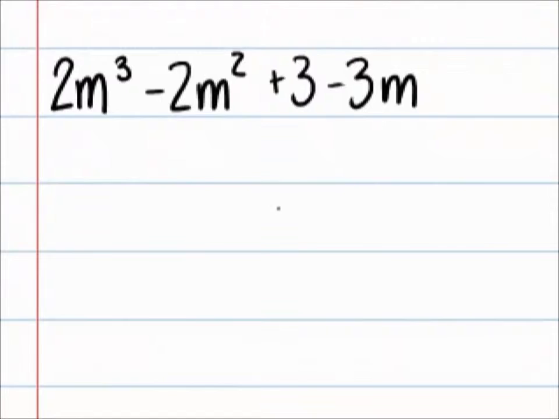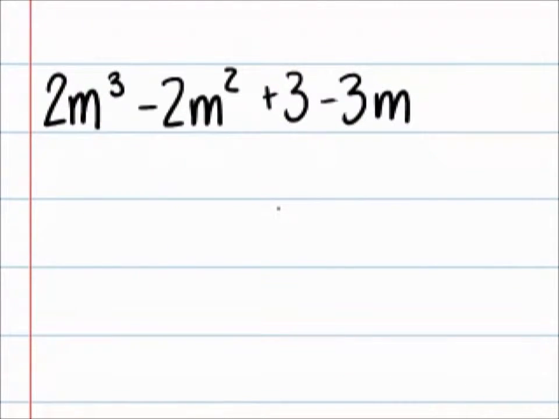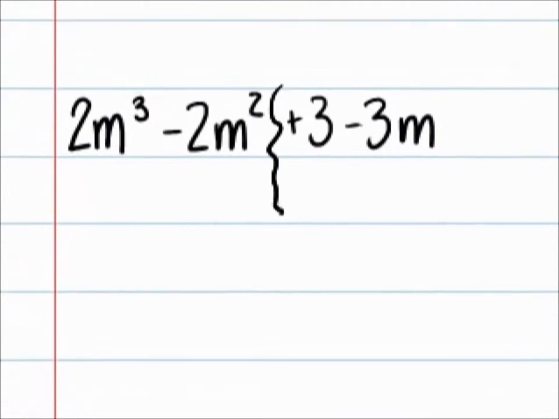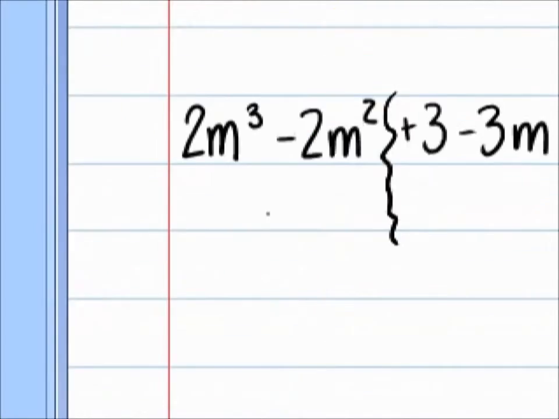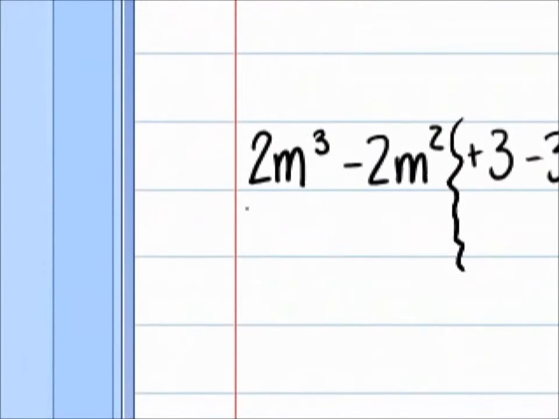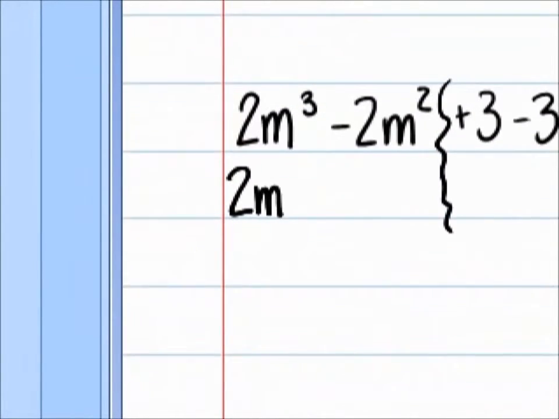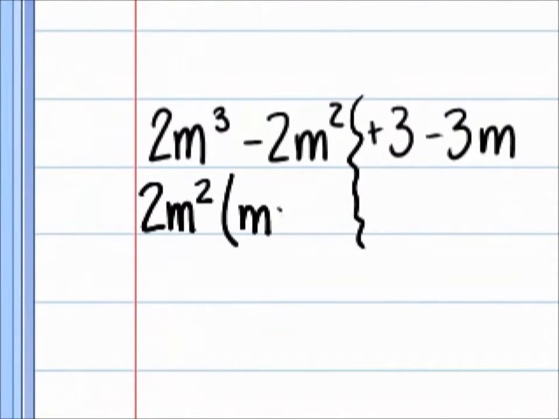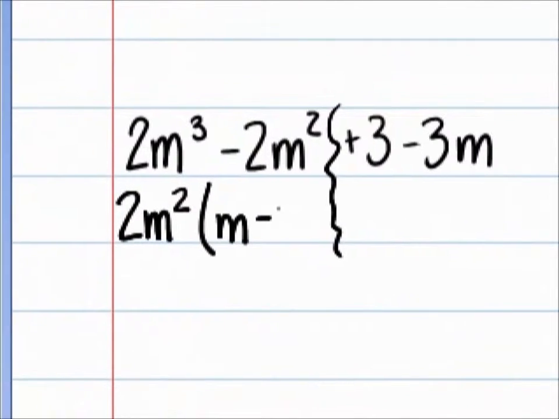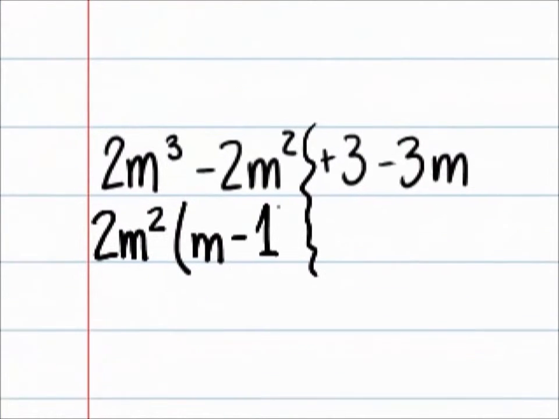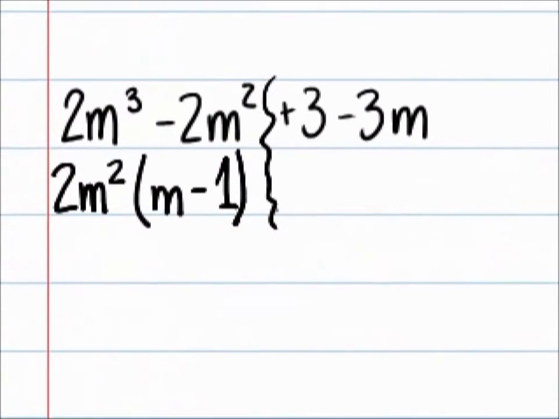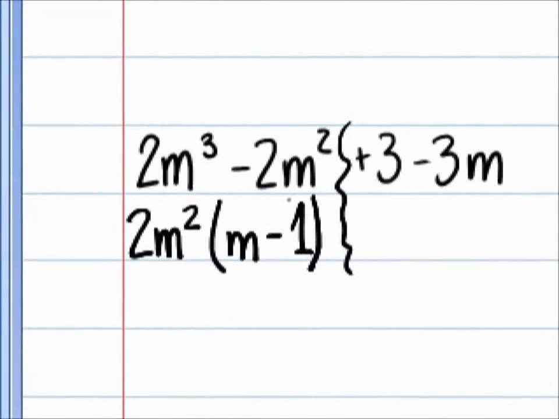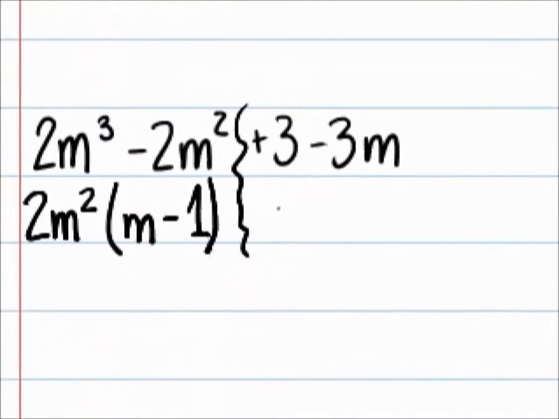So we have 2m cubed minus 2m squared plus 3 minus 3m. Gonna break it down the middle. Greatest common factor, which I call GCF, 2m squared times m minus 1, right? Okay. Because remember, negative 1 times 2m squared will be negative 2m squared.